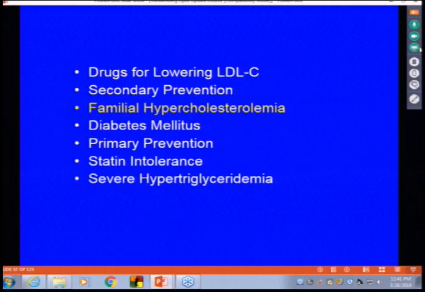I think I'm going to go right, unless there's anybody. The other thing I always like to do is just provide, if anybody feels they have a gap in the information. Any questions about secondary prevention?